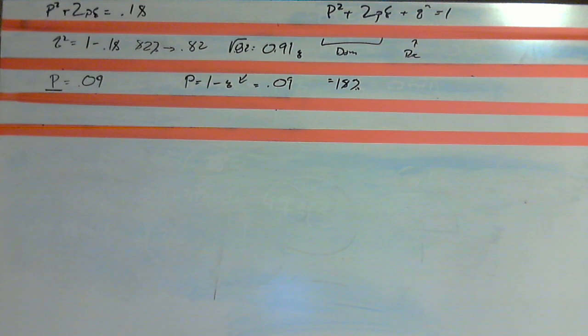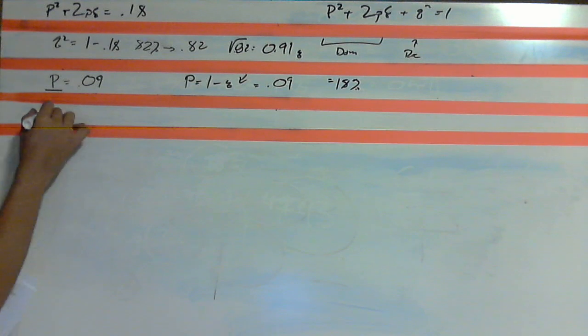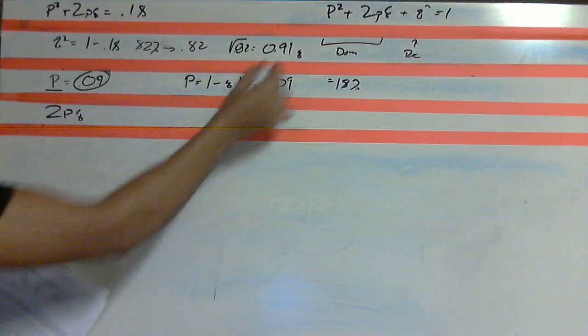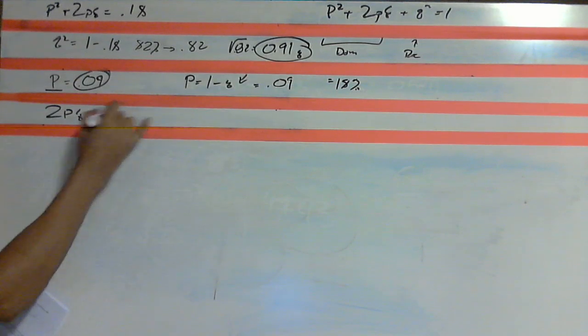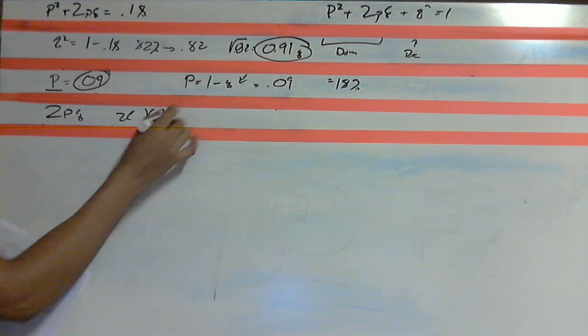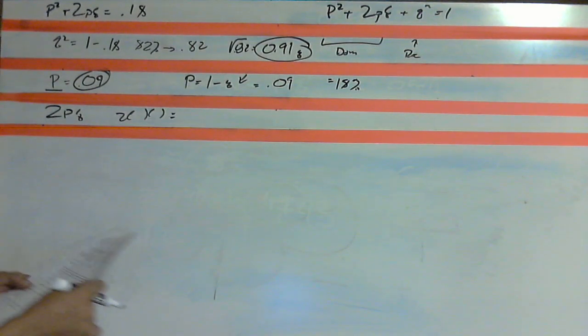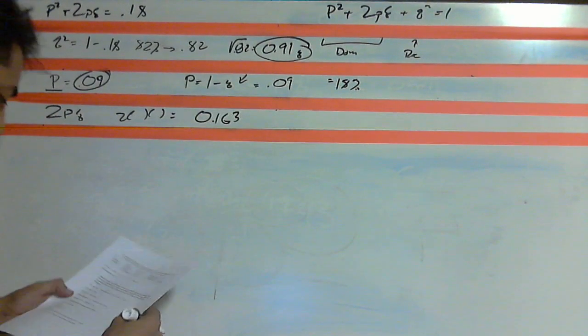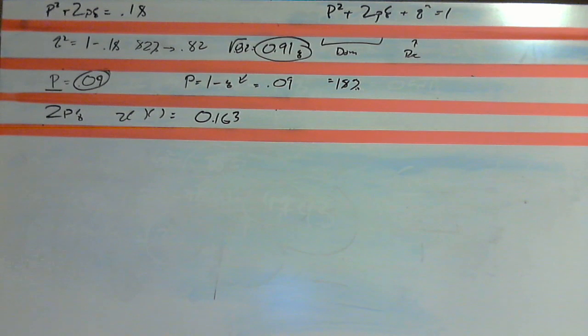Now, they want to know the heterozygous frequency. Let's go ahead and give them that. Heterozygous is going to be 2pq. Well, you know p and you know q. So let's just do 2 times that, and we should be getting a number of 0.163. So that's our heterozygous frequency.